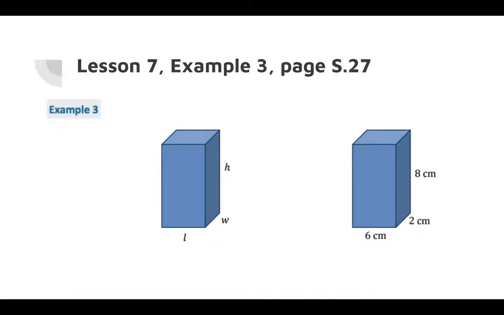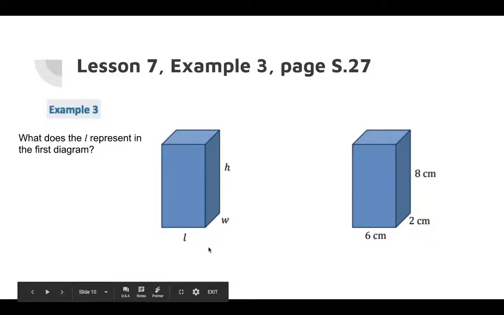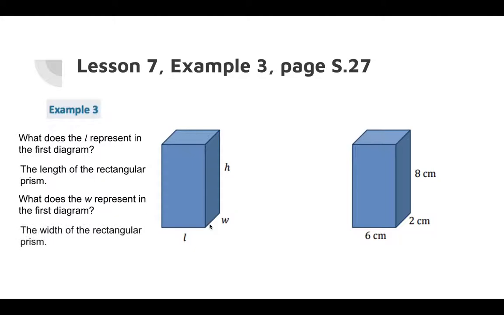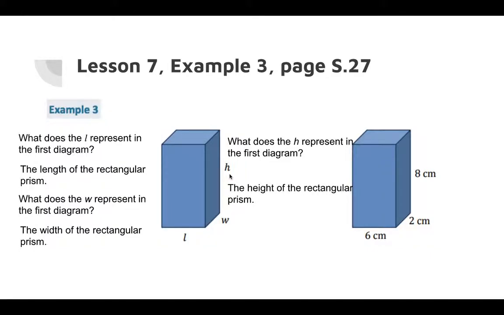Moving on to example 3, we have these rectangular prisms. Now we get length times width times height. What does L represent in the first diagram? This L represents the length of the rectangular prism. The W here represents the width of the rectangular prism. And the H over here represents the height of the rectangular prism. So if you need to copy this, pause the video and copy this now.